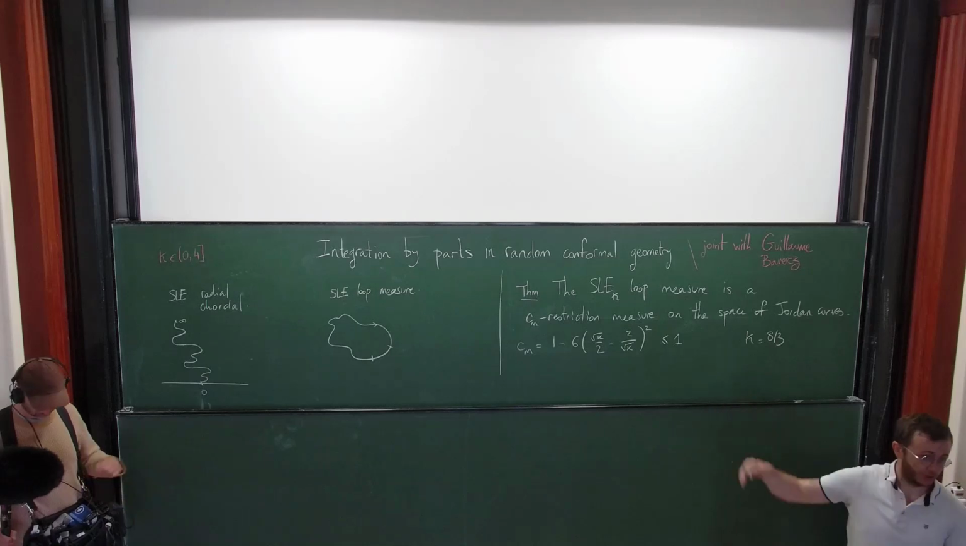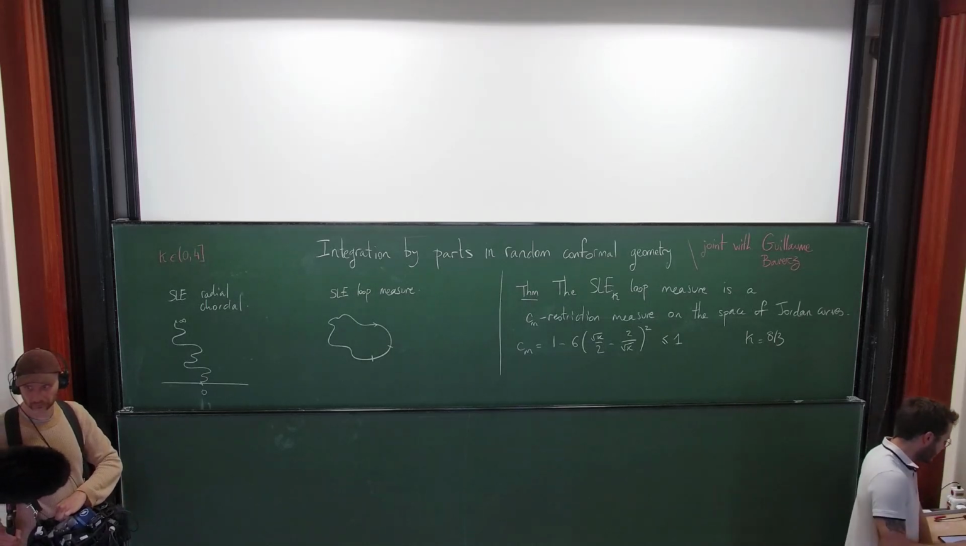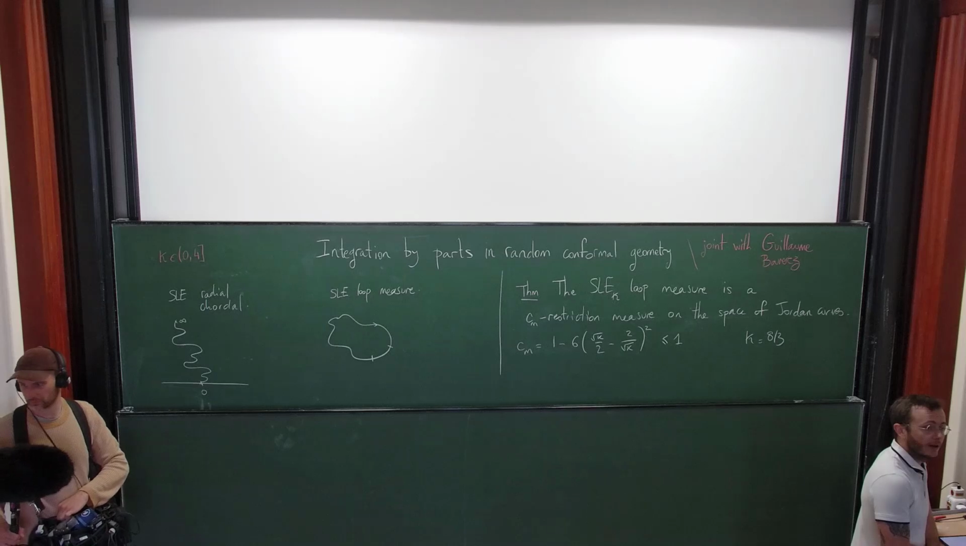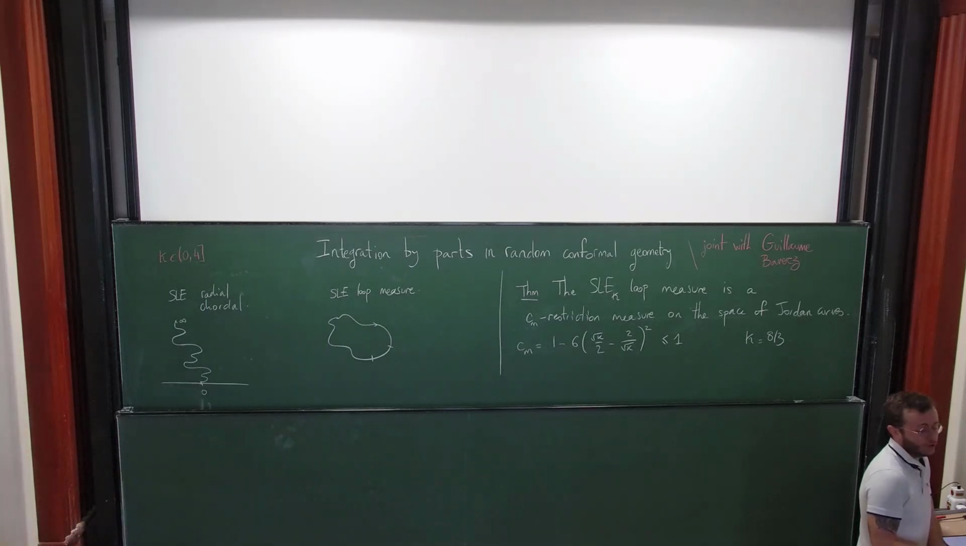So the theorem is due to many people. It's basically the construction of the measure: first Wendelin for kappa equal to 8/3, then Benoit Dubédat for another value of kappa, and then Campanelli-Werner and Dapeng Zhan. So the theorem is the existence, and basically the construction, of the object. Just to be sure, it's an infinite measure? It will be an infinite measure, yes.